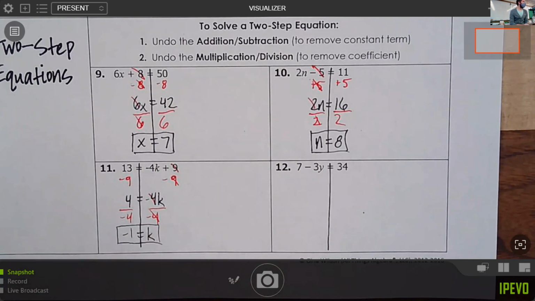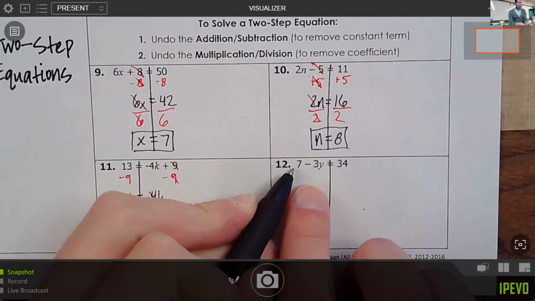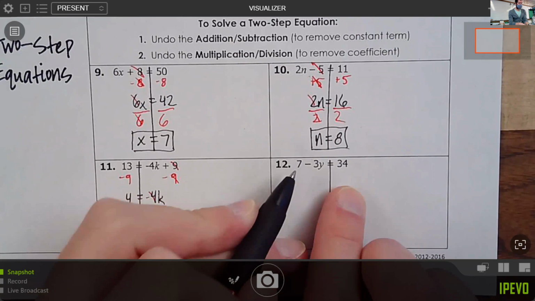What do we think? Anybody have an answer for number 12? Gabrielle, what'd you get? -9, Justin? -9. Ryder's nodding as well, -9. Good, I agree actually, which is a good thing. So for number 12, this 7, as I mentioned, is a positive 7.